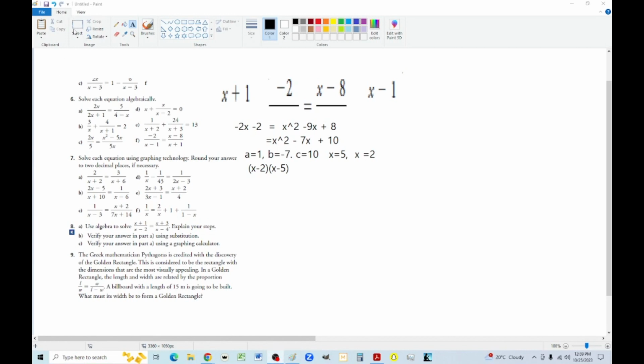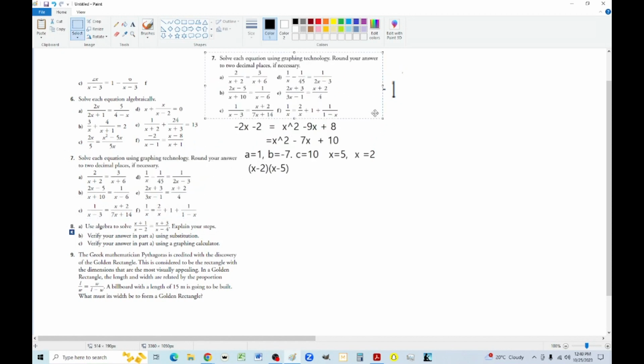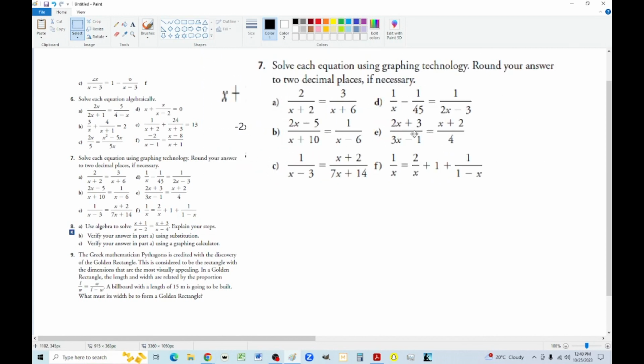Now in number 7, notice it says round to 2 decimal points, which means almost all your questions are going to involve using the quadratic formula if they're implying that we have to round up. But the methods are still the same. So when it's two fractions, we just cross multiply. And then, oh, I didn't cross multiply properly. So this goes to the other side, and this goes to that side, like that.